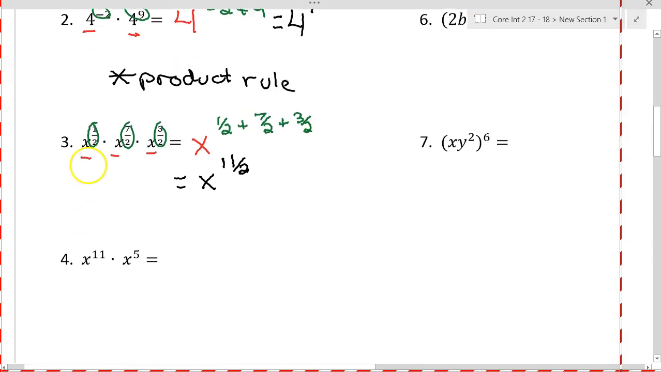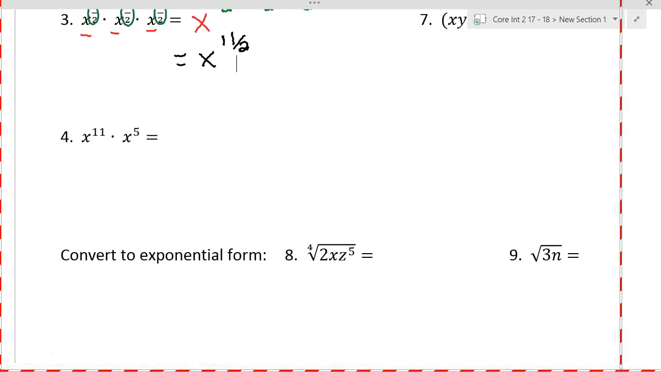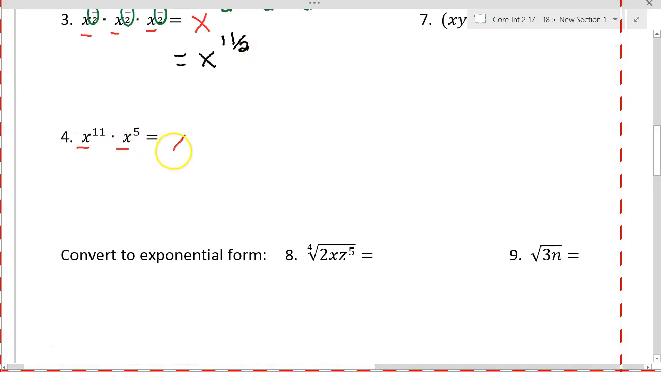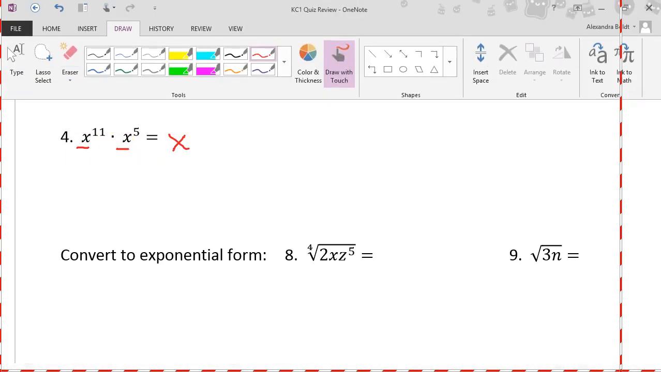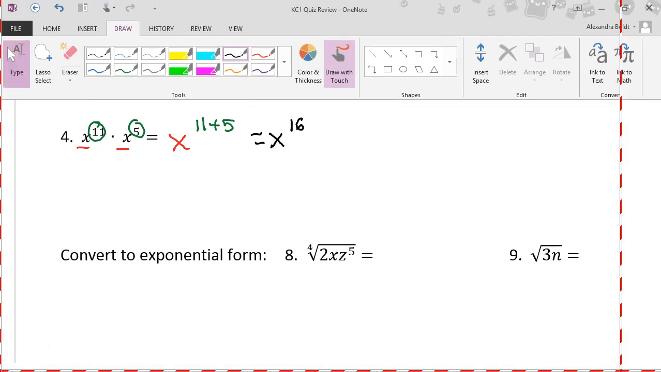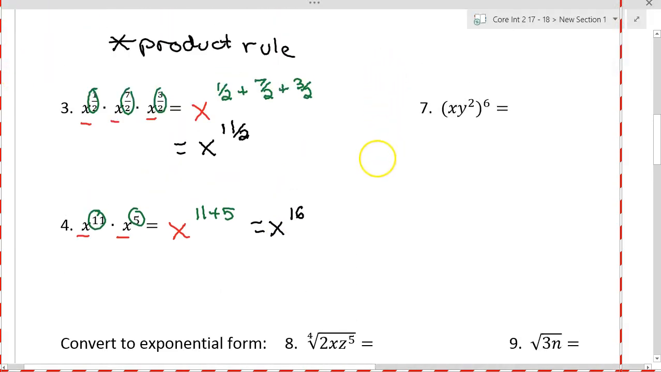Looking at number 4, x to the 11th times x to the 5th. Again, our base stays the same. We add our exponents. So that is x to the 11 plus 5, which is 16. Okay? So all of that side was the product rule.